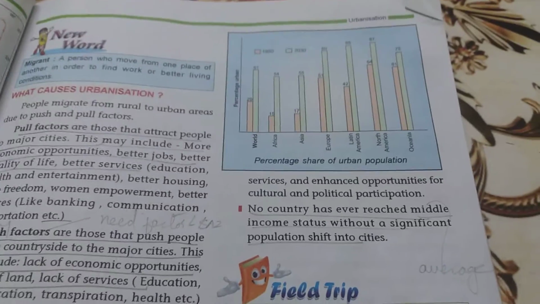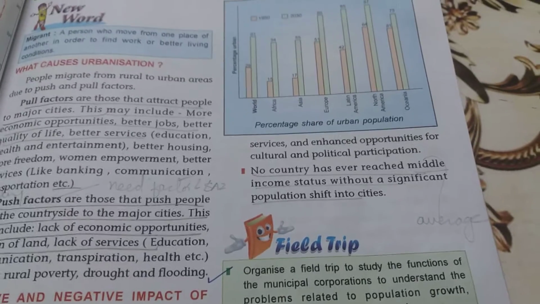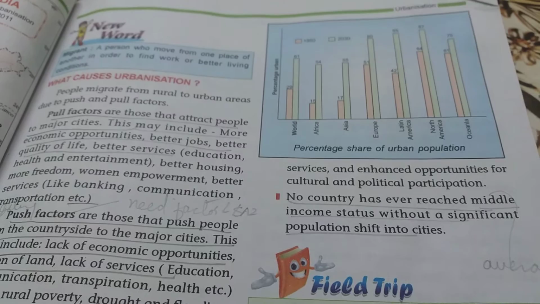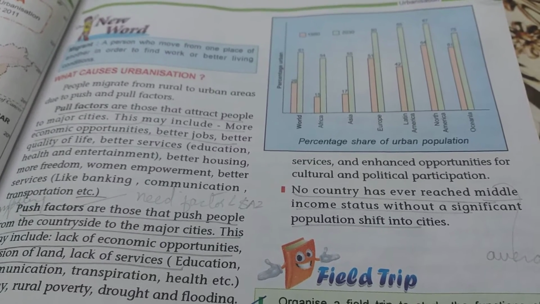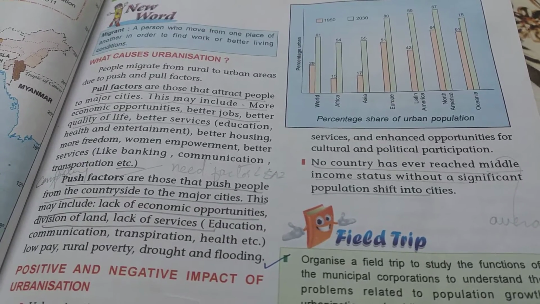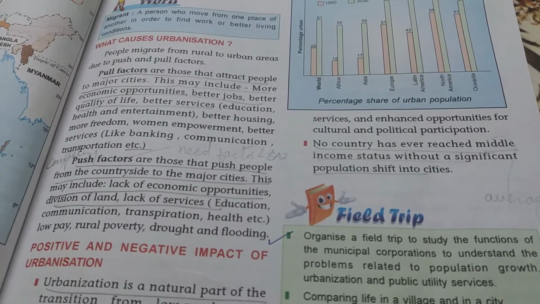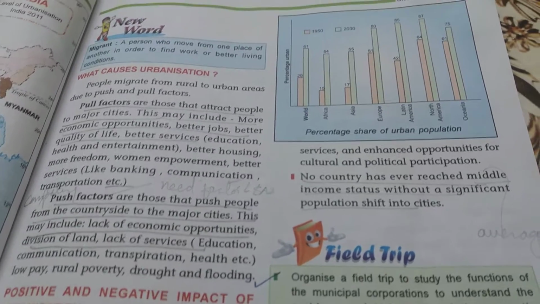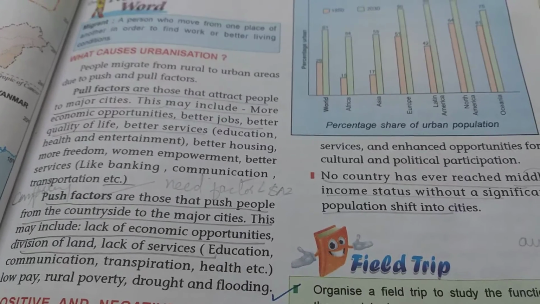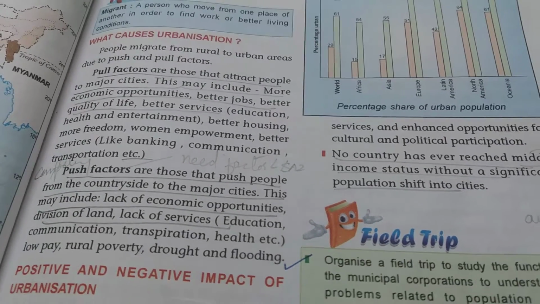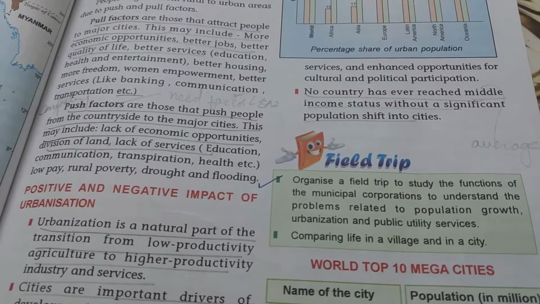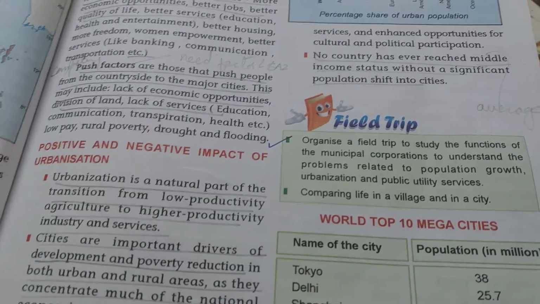Push factors are those that push people from the countryside to the major cities. This may include lack of economic opportunities, division of land, lack of services, education, communication, transportation, health, etc. Low pay, rural poverty, drought, and flooding. Push factors are the compelling factors. You don't want to go, but you have to go because of some or the other demand, because of some or the other need.